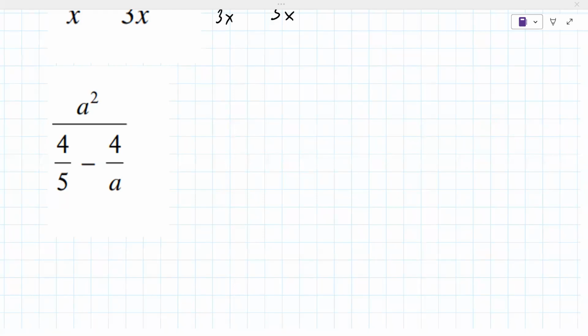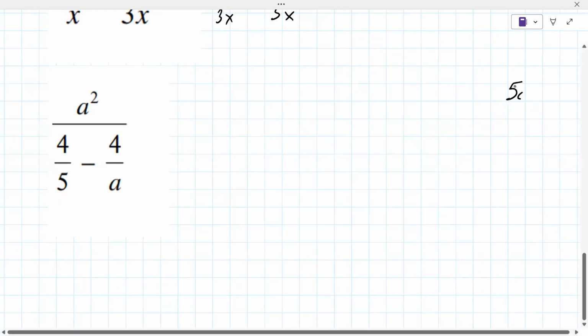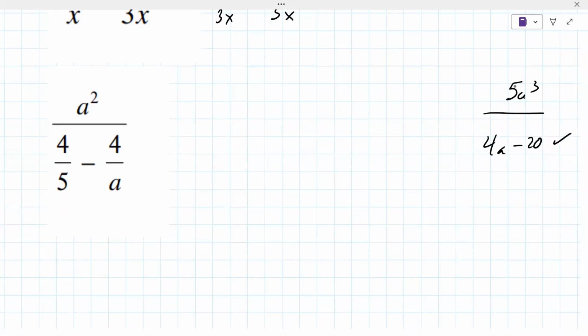I got 5a cubed over 4a minus 20. That is correct. Good.